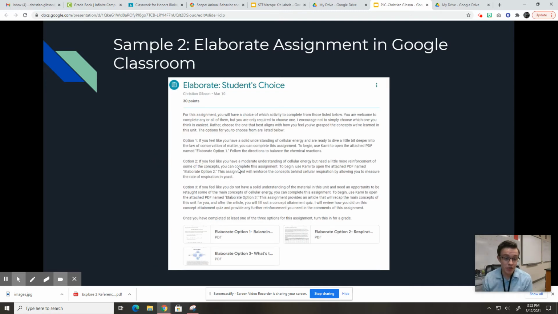This is another one. This is for our current unit that's going on right now. It says for this assignment, you have a choice, and I've got 3 options.